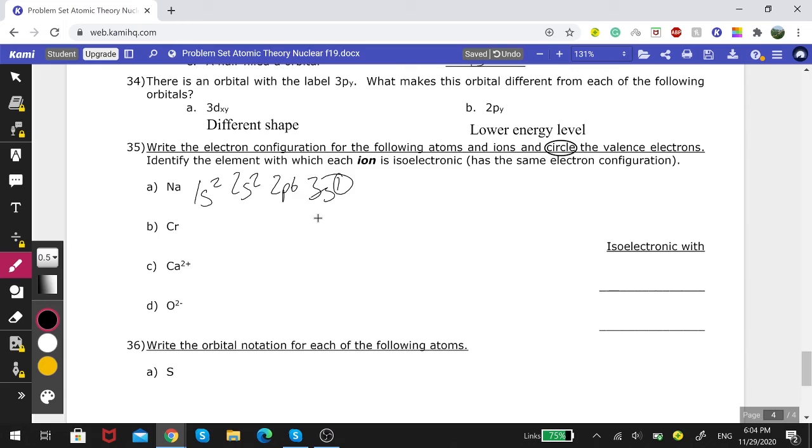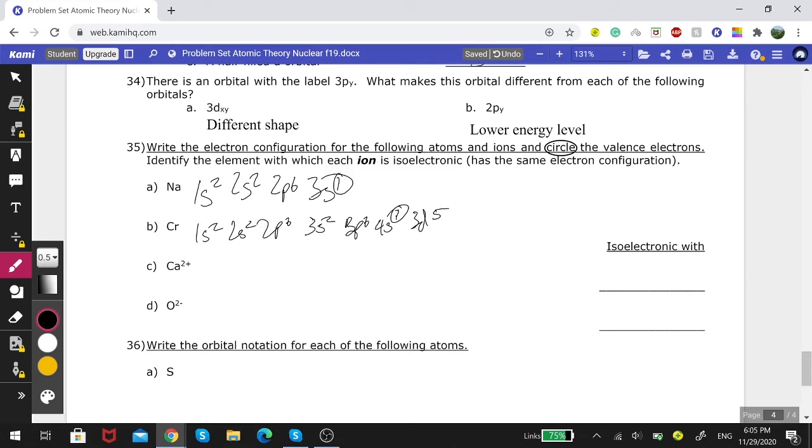Let's keep going with Cr. It has 1s2, 2s2, 2p6, 3s2, 3p6, 4s2, 3d4, and then the d4 turns into d5, and it's also one valence electron.